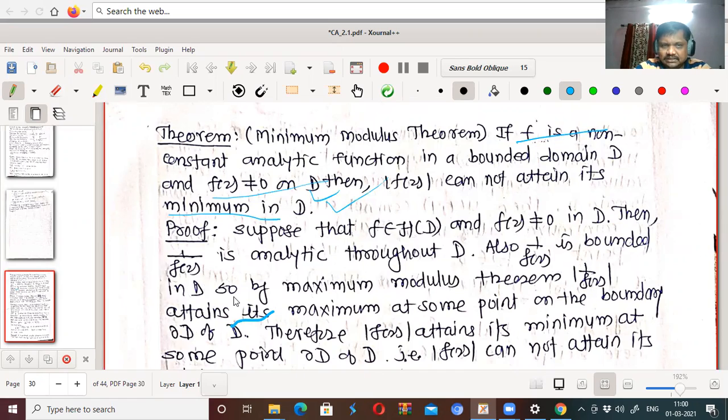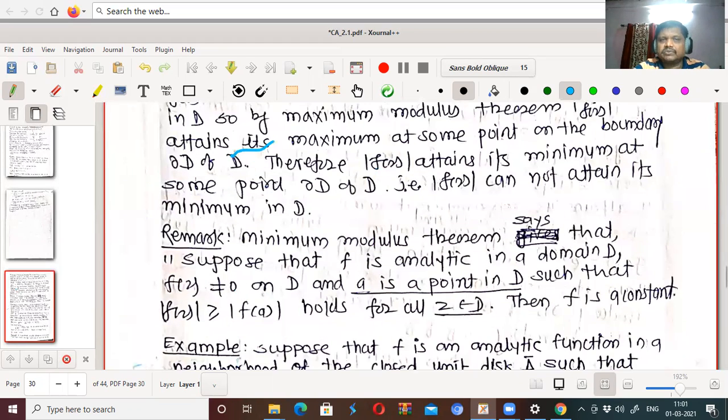So by the maximum modulus theorem, as f is non-constant, analytic and bounded, 1 by f is also analytic, non-constant and bounded in D. So if 1 by f(z) is a bounded and analytic function in D, therefore by the maximum modulus theorem, the modulus of this function attains its maximum at some point on the boundary of D.